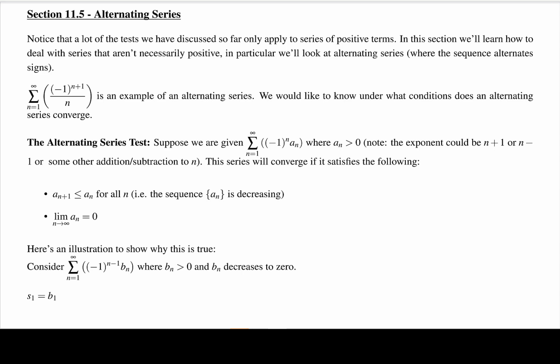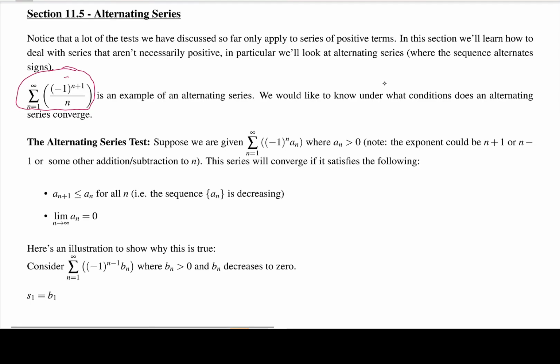negative. And so a lot of times what they're going to look like is something like this. There may be other things in here, but the main thing to focus on is that we're going to have some negative number to the n plus 1, to the n minus 1, something like that. When I see that, I already start thinking, okay, this is going to be an alternating series, so what's happening here? What we want to focus on is, when does this thing converge? So we'll start with this thing called the alternating series test.